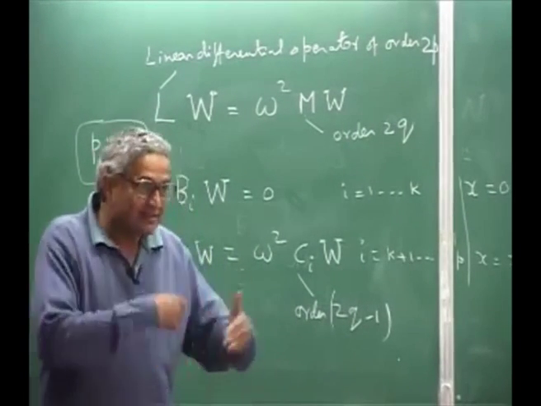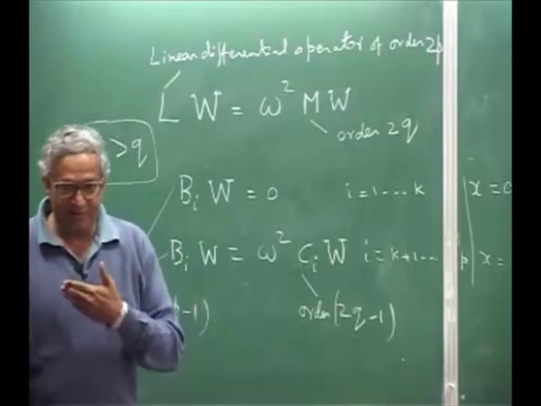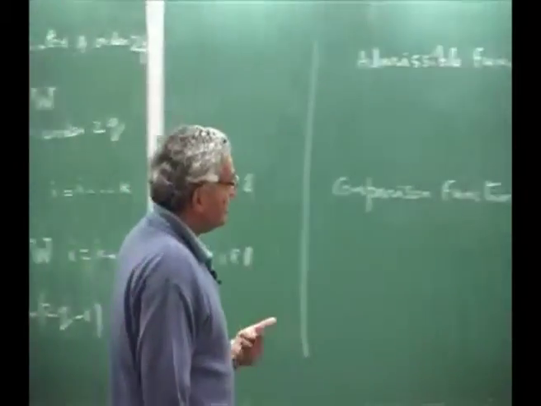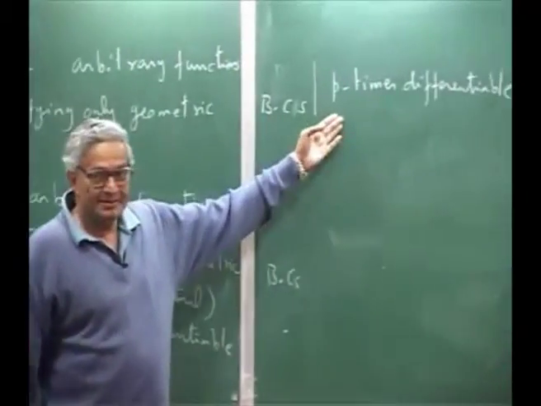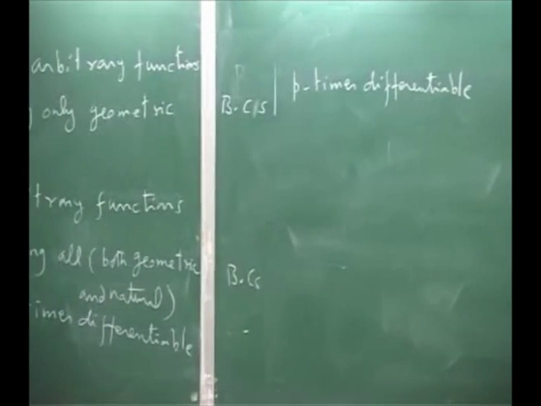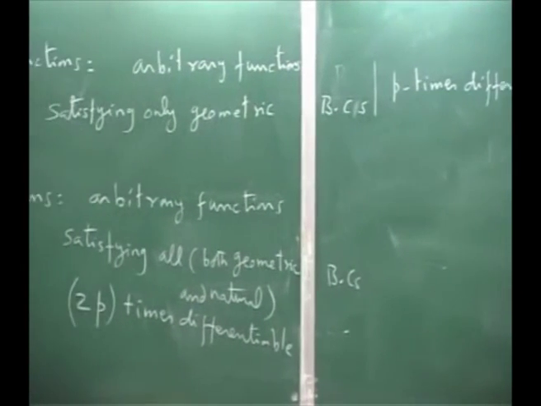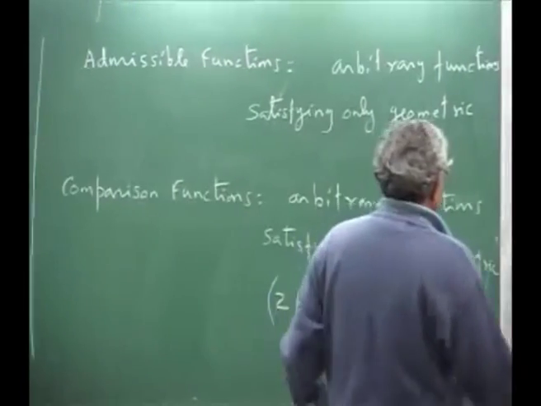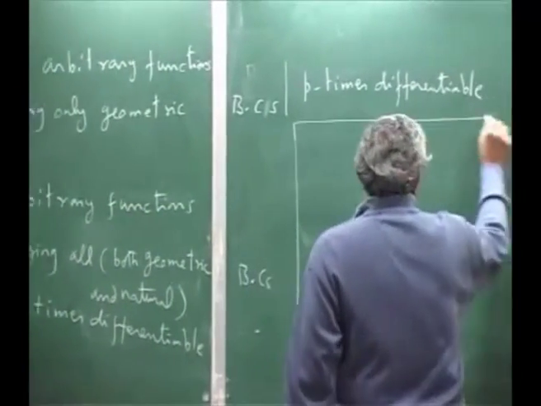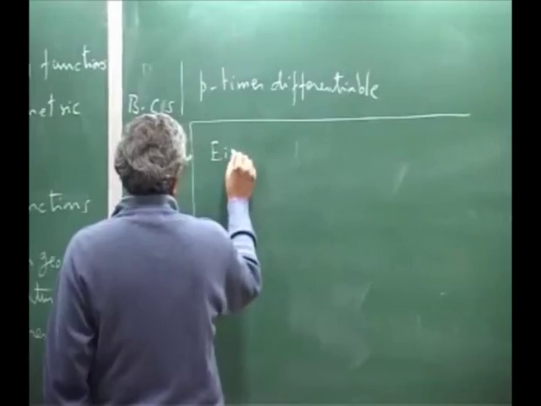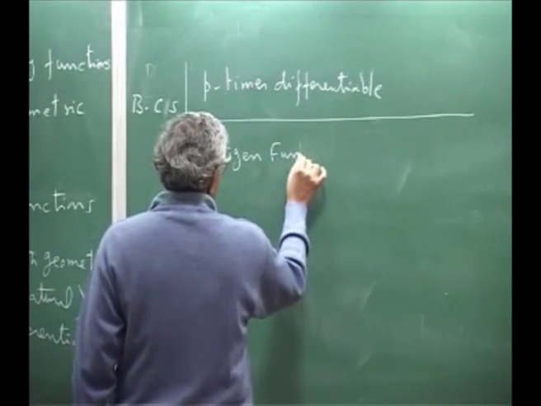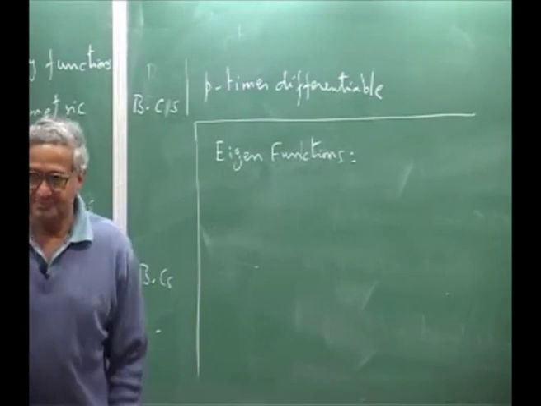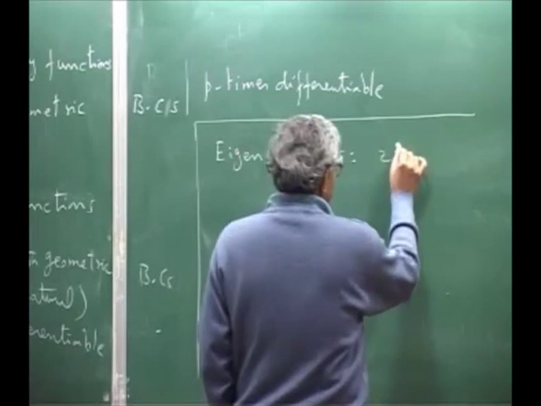If I modify this into another form, the energy form, then I find the function has to be only p times differentiable. I don't need to go for 2p times, but these are all approximations. Then there is a last one, which is actually, these are admissible function, comparison function, and then eigenfunction. These are 2p times differentiable.